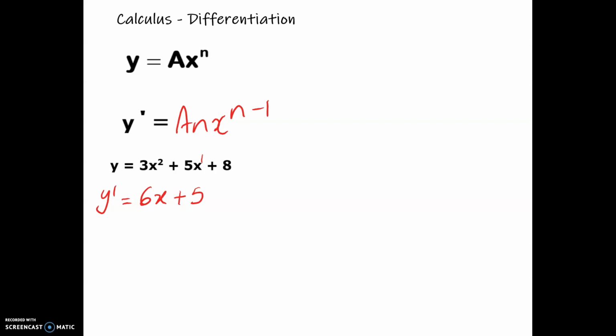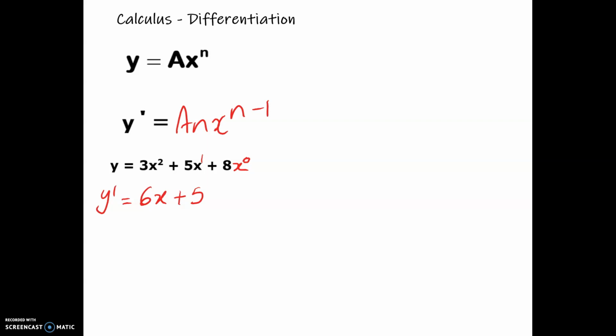Now 8. Numbers differentiate to 0 because they are constant and there is no change. There's no rate of change with constants. You could also think of it as there is an x to the power of 0, which is equivalent to 1. Now, if you multiply 0 by 8, that makes the term 0. So you can just remember numbers differentiate to 0.